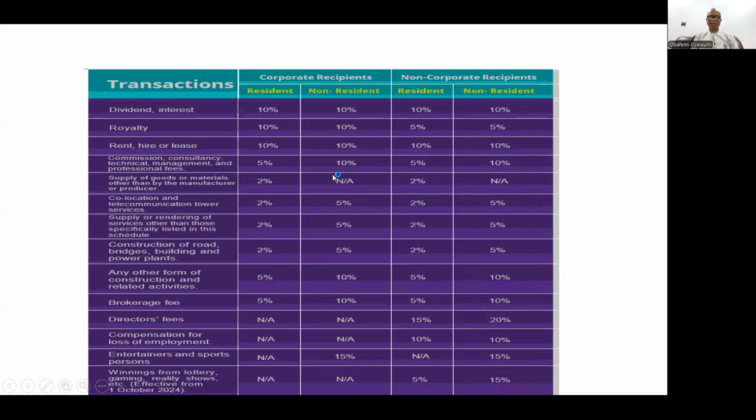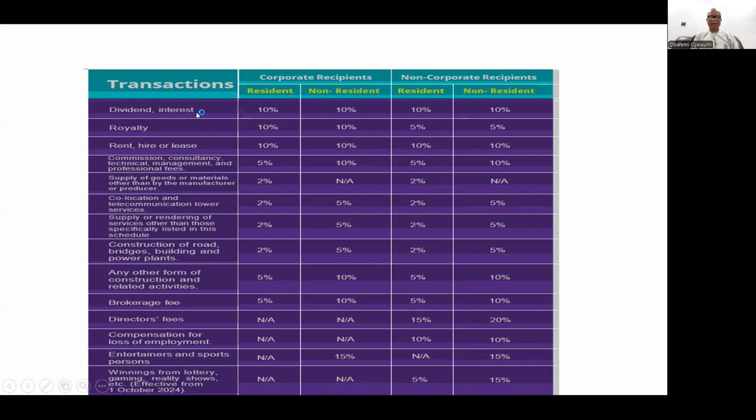It has been expanded. Dividend 10%. Unlike before, when we used to have just individuals and companies, now we have corporate recipients, resident and non-resident, and then non-corporate recipients, resident and non-resident as well, meaning that we have corporate organizations that are not resident in the country. We also have individuals that are not resident in the country. So what are the rates of withholding tax as they apply to the different transactions when they take place?